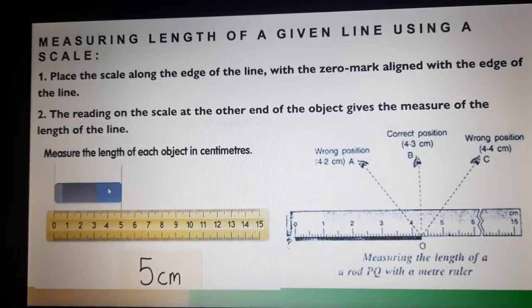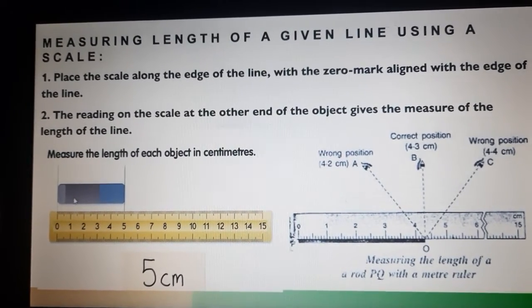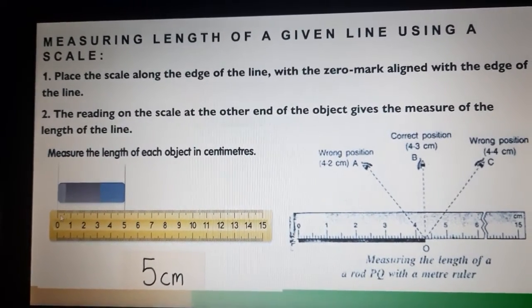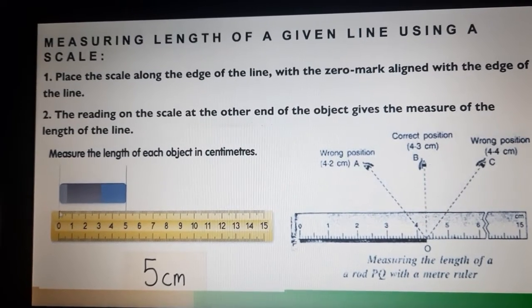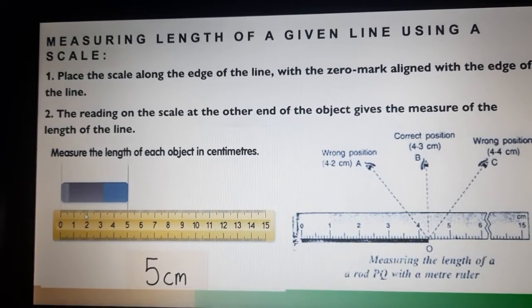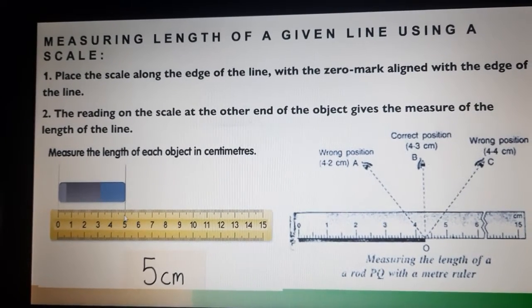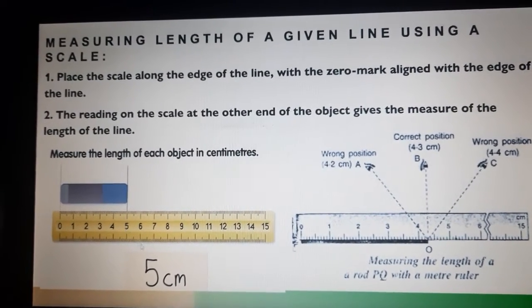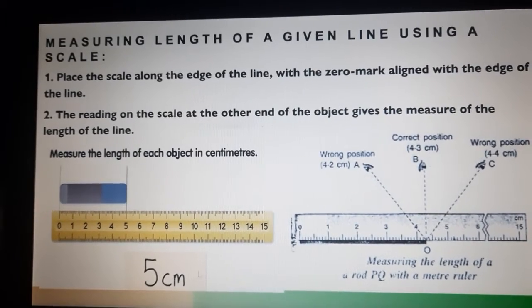For example, if you have to measure this eraser, you will keep it right at this point, which is 0, and then the other end will mark the length of this eraser, which is exactly 5 centimeters.